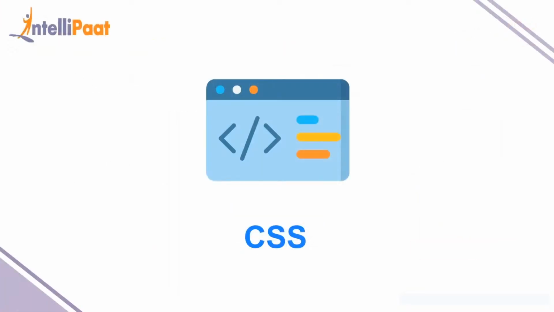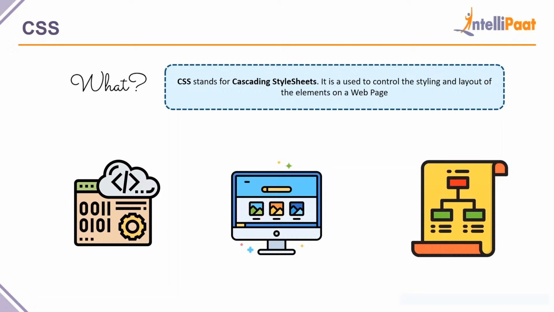Then there's CSS. CSS can be thought of as the companion to HTML. CSS stands for Cascading Style Sheets. It is used to control the styling and layout of the elements on a web page. When we create an HTML page, it looks quite plain because of the default styling that a web browser applies on it. But when we are creating an HTML page, what we want is to apply our own styles.